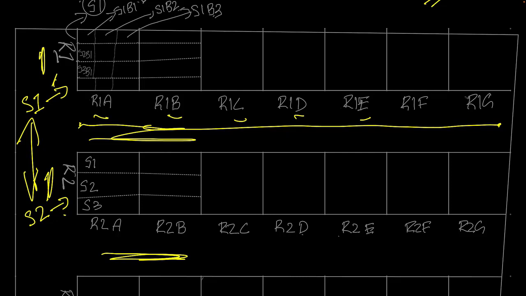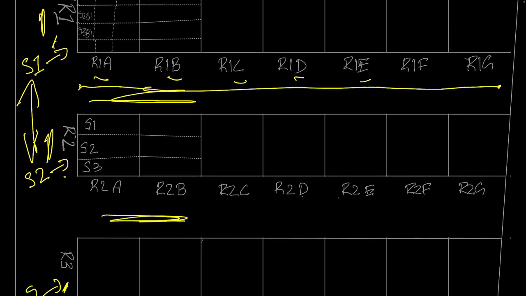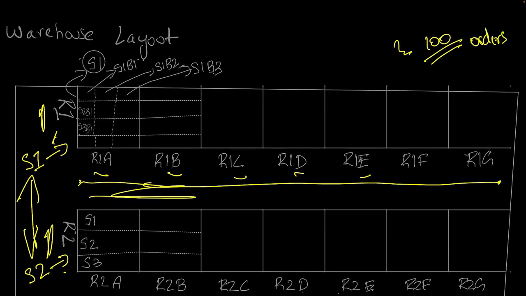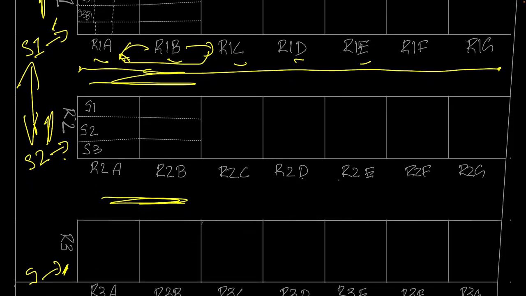Now let's talk about the second challenge, which is when shipper 1 is picking orders, okay, how does he make sure that he's not running back and forth from RA to RB, RB to RC, and then RC to RA again? What we want is the shipper to do something like this.